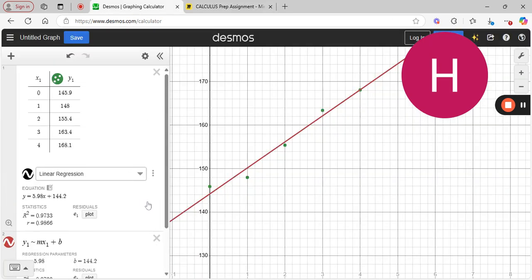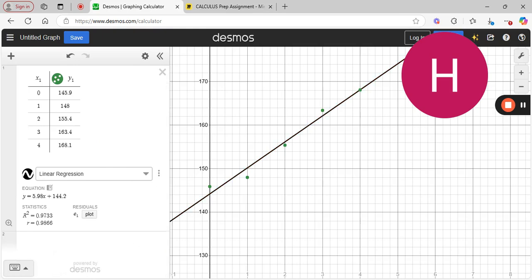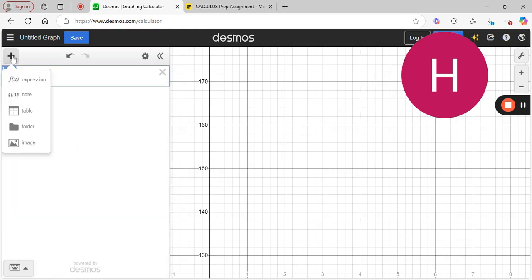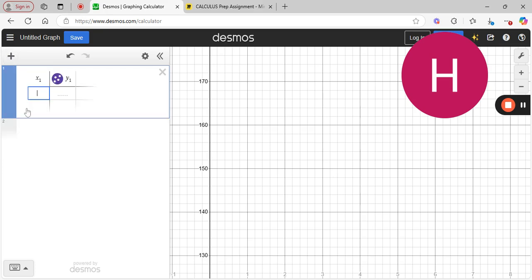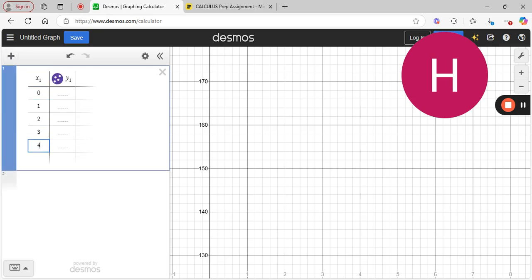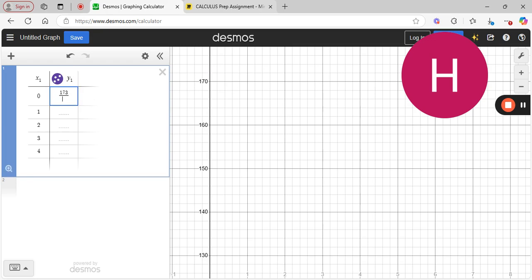Let's see. So we're going to change these values. Let's get a different table in here. We're going to have 0, 1, 2, 3, 4. And we're going to start off somewhere different. Where are we starting off? Here. We're starting at 173.7K.